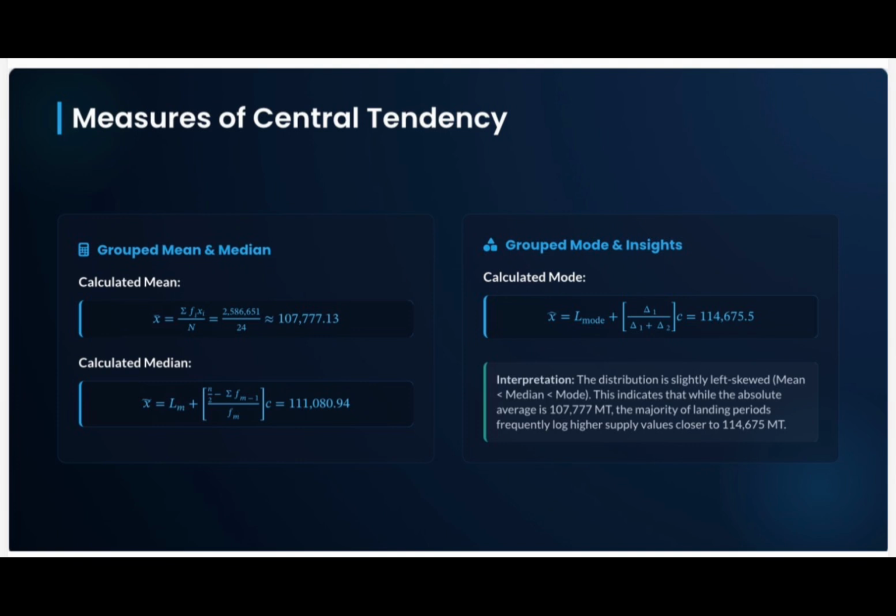For the measures of central tendency, we calculated the group mean, median, and mode. The mean is approximately 107,777.13 MT, which represents the average fish landing value. The median is 111,080.94 MT, showing the middle point of the grouped data. The mode is 114,675.5 MT, which shows the most common landing value based on the modal class. Since the mean is lower than the median and mode, the distribution is slightly left skewed.